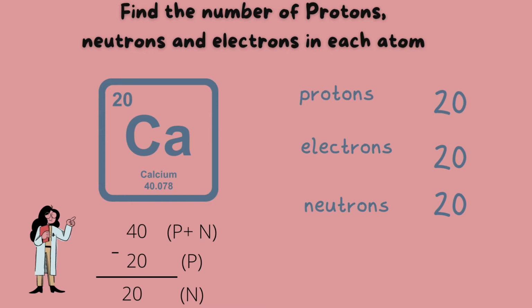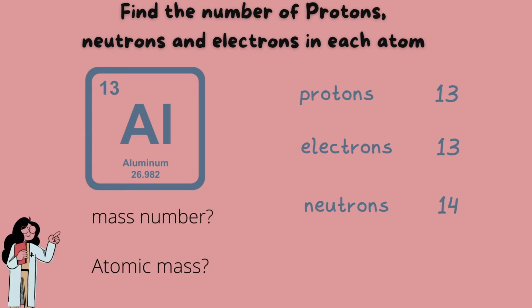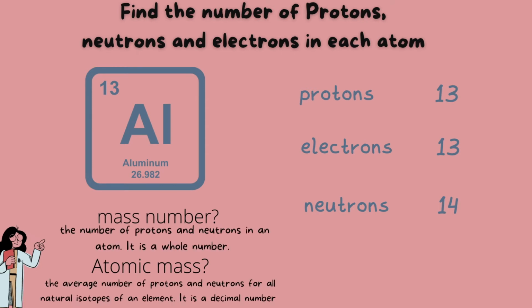Let's do another example using aluminum as our given information. Given the atomic number, we know aluminum has 13 protons and 13 electrons because it's neutral. Now round the mass up to 27 and subtract 13, and we are left with 14 neutrons. By the way, are you able to find the atomic mass and the mass number? Remember, the mass number is a whole number and is the number of protons and neutrons, while atomic mass is a bit more complicated.